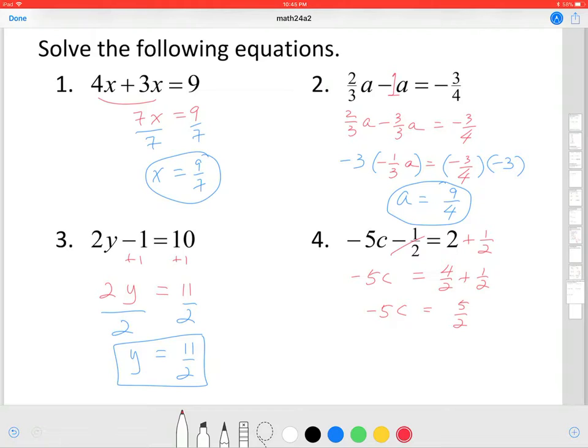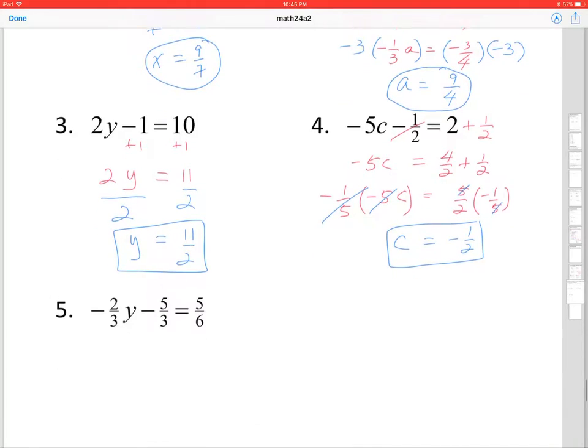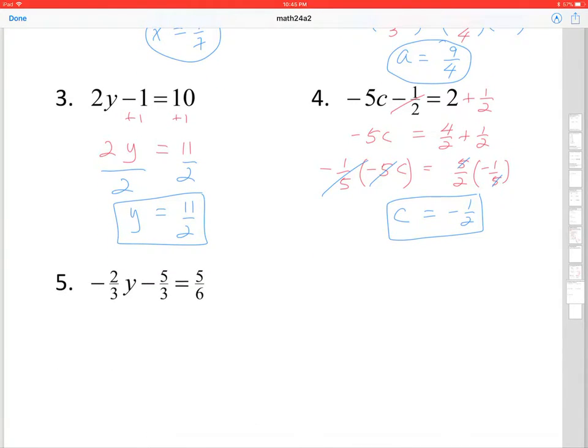But because I have a fraction on the other side, instead of dividing by negative 5, I'm going to multiply by negative 1/5. That way the notation becomes a little bit cleaner. These two will cancel out, so c is left as, and the 5s will cancel out on the other side, negative 1 over 2. All right, so that should be the solution for number 4.